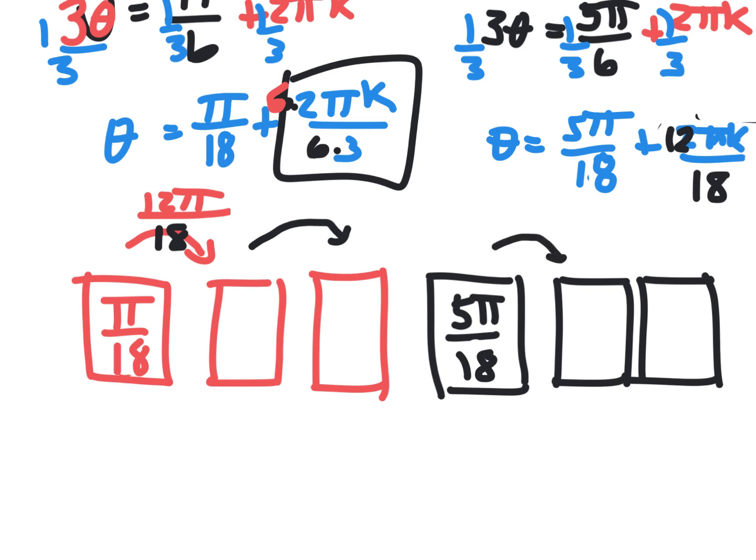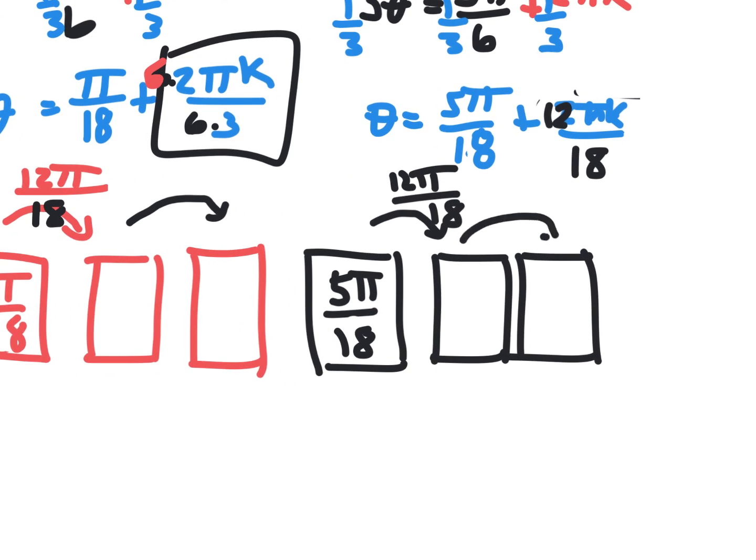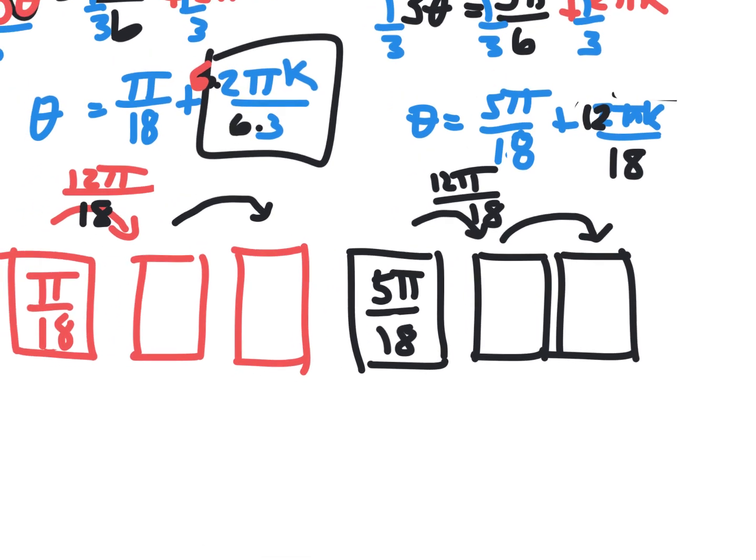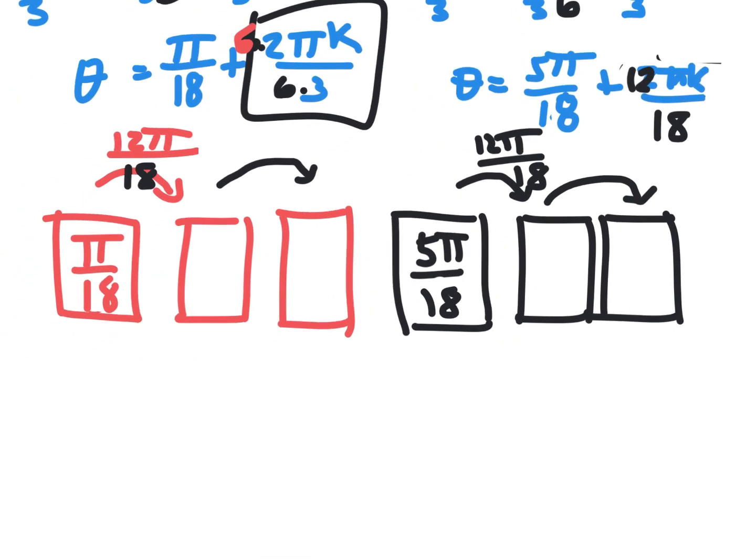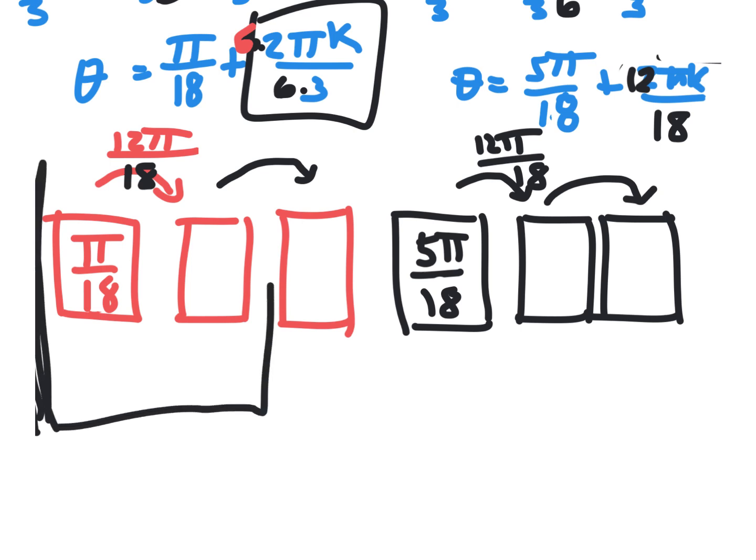Here too, 12 pi over 18 gets added. And again. All right, so let's get the final answers. When you have 1 pi over 18, like this, and you add 12 pi over 18, what do you get? You get 13 pi over 18. 13 pi over 18, and then add 12 pi again. You get 25 pi over 18.